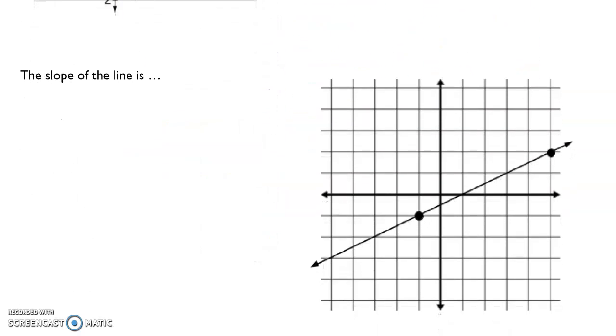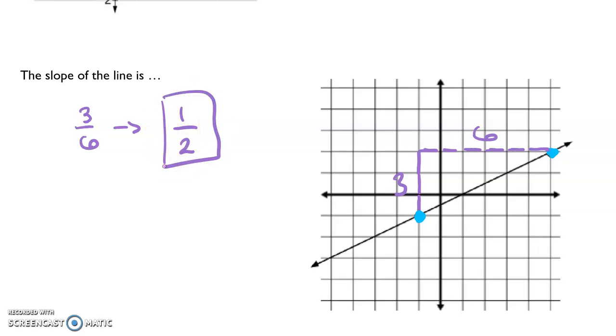If we look at the last example here, I only have 2 points on the graph that I can absolutely be positive about, and that's these 2 points. So if I check my vertical change, it's up 1, up 2, up 3, and then 1, 2, 3, 4, 5, 6 to the right. My slope is 3 over 6. Always simplify slope. That's 1/2.